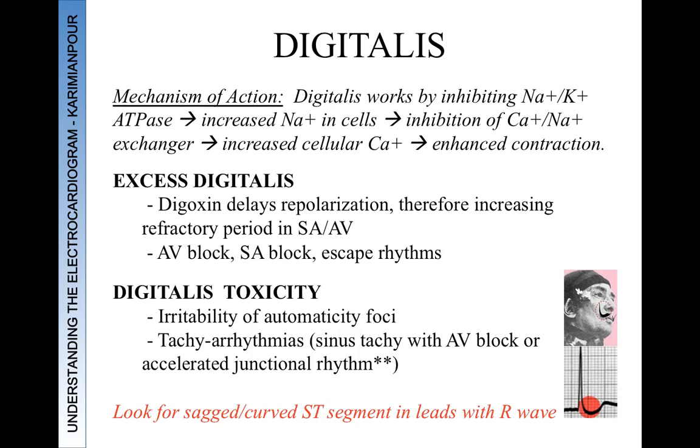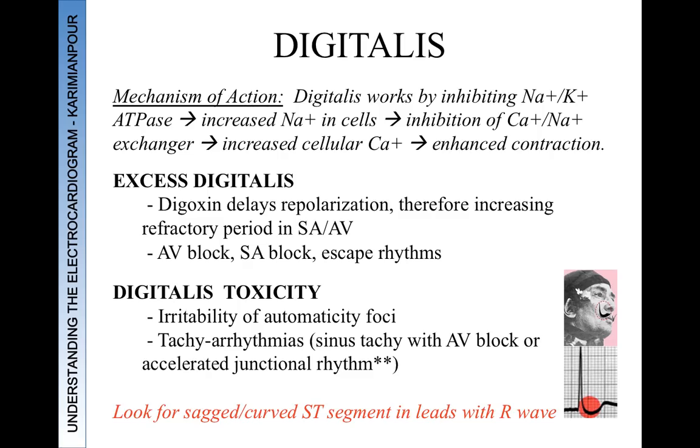So digitalis, the mechanism of action. Digitalis is an oral inotrope, and it works by inhibiting the sodium-potassium ATPase, and thereby it increases concentrations of sodium within the cells that then inhibit the calcium-sodium exchanger right next door to it, and this leads finally to an increased cellular calcium level and, via calcium-induced calcium release and the ryanodine receptors and so on and so forth, there's enhanced contraction and contractility, and that's how it's an inotrope.